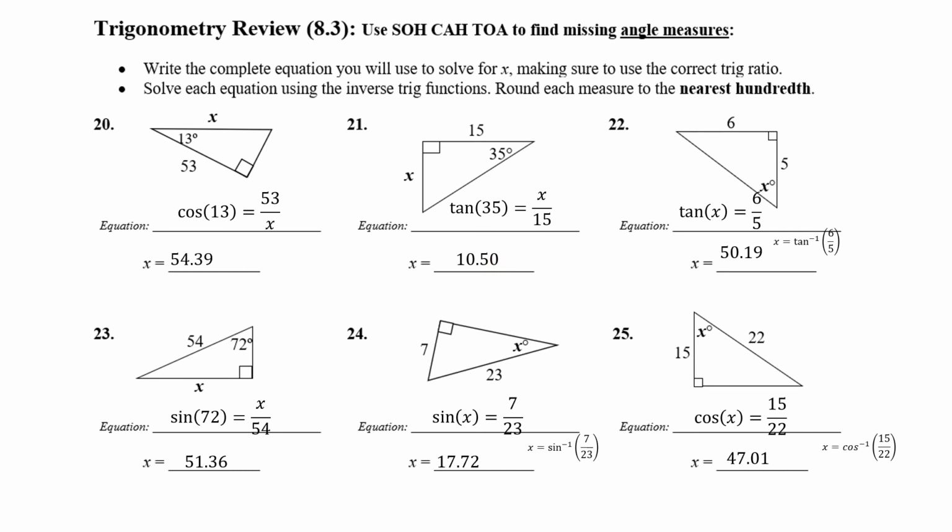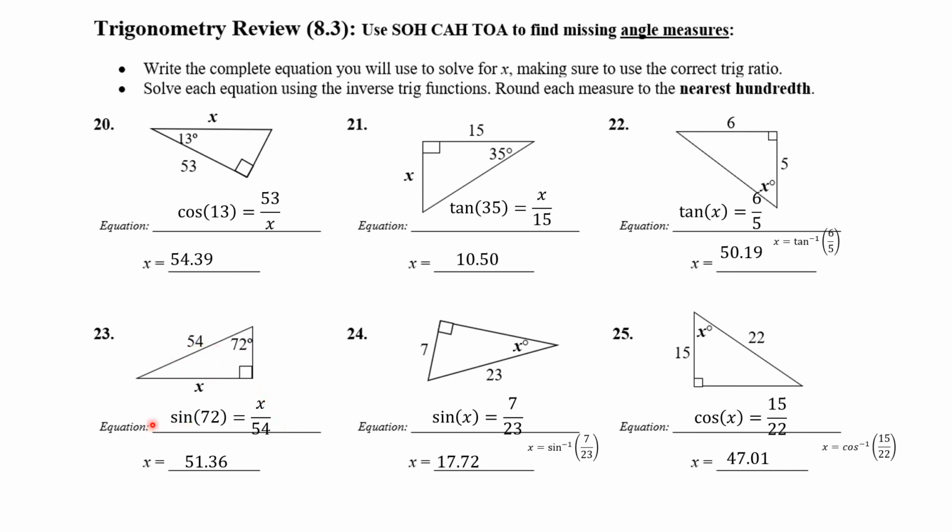On number 22, I'm using tangent again, opposite over adjacent, 6 over 5. This time I'm trying to find x though. So remember, just like I showed in the trig review video this week, that we're going to have to do the inverse tangent on both sides. So our calculator-ready answer, I made it really small here, would be x equals inverse tangent, or tangent -1 of 6 over 5. And your calculator is going to look a little different on that one. So it's 50.19. On 23, I know 72, opposite over hypotenuse, x over 54.